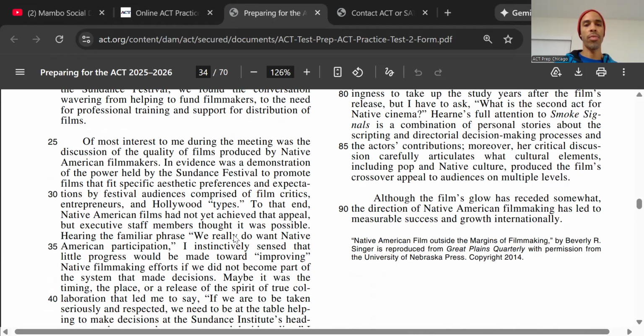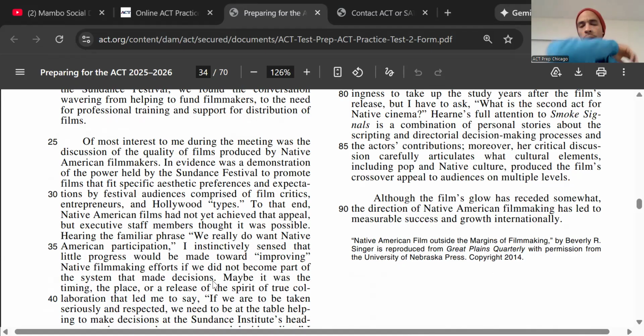Hearing the familiar phrase, we really do want Native American participation, I instinctively sensed that little progress would be made toward improving Native filmmaking efforts if we did not become part of a system that made decisions.